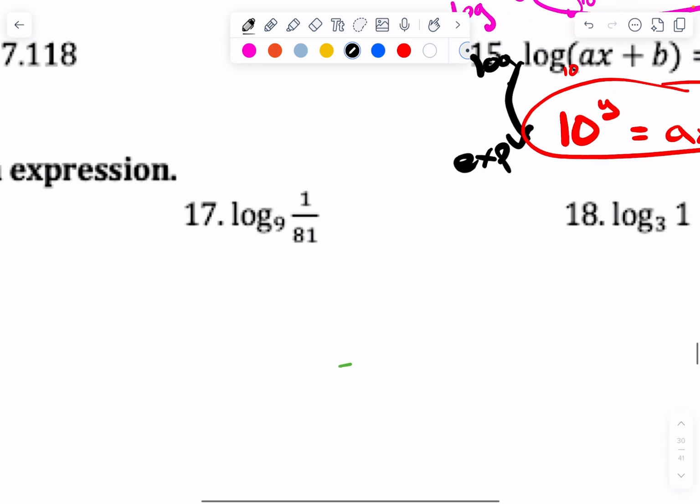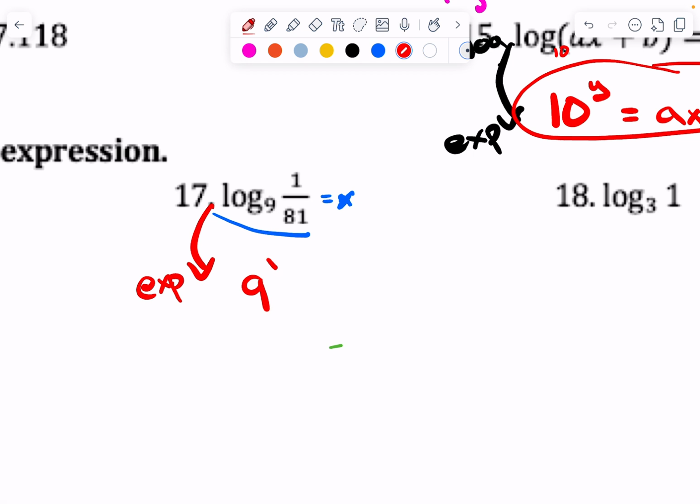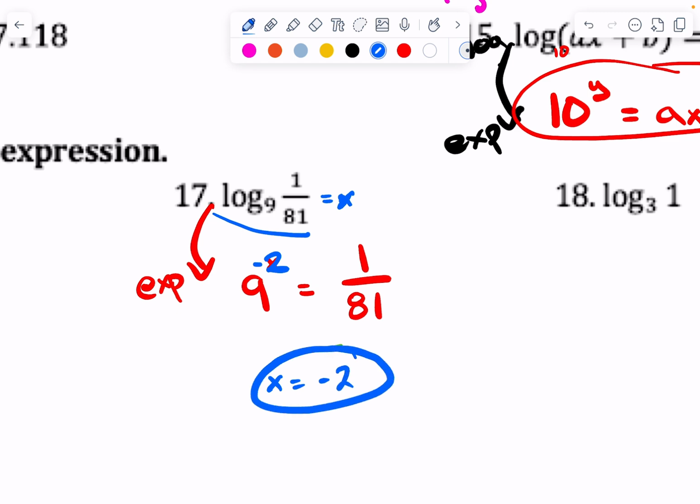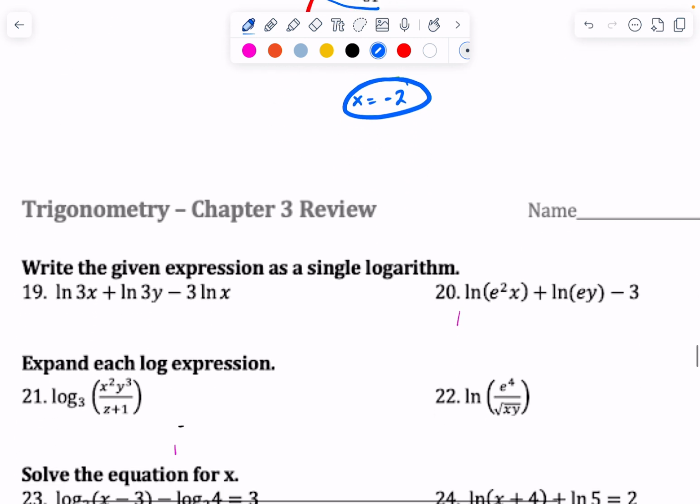Okay. All right, evaluate each expression. Let's do like 17 here. They want us to evaluate this, but they don't want us to use a calculator. So I'm going to set this equal to x, and I'm going to switch it to an exponential function because my brain thinks a lot better in exponential functions. So this will say 9 to the x power equals 1 over 81. Now I know that 9 squared is just 81, right? But how do I get it to be 1 over 81? Well, a negative will flip that fraction for me. So x would have to be -2 in order for that to become 1 over 81. Okay, so that's going to be similar to what you do on 16 and 18. Let's go down. Oh, gosh.